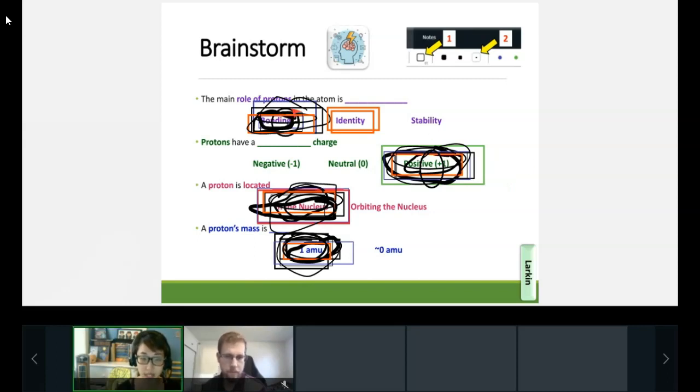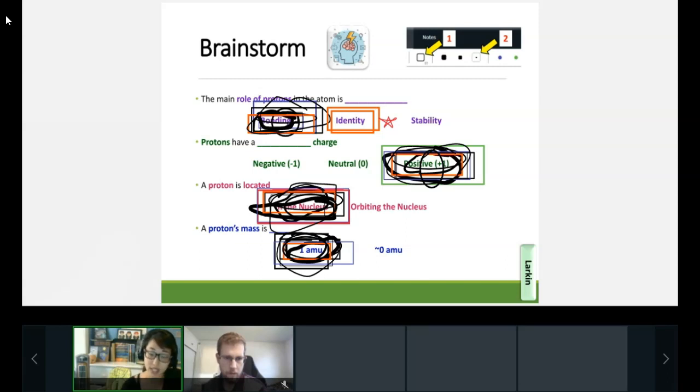Tell me in the chat, bonding is actually caused by which subatomic particle? Yeah, the electrons, exactly. So the correct answer here is actually protons are in charge of identity. Remember, we said if you change the number of protons, you change the identity. That's why hydrogen and helium, which only have a 1 proton difference, are still vastly different in terms of their identity and characteristics. That's why hydrogen is flammable and helium is not.